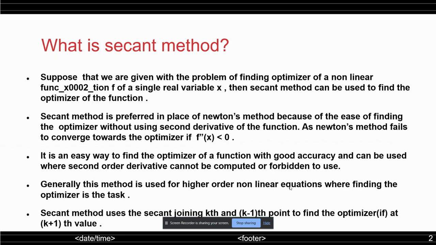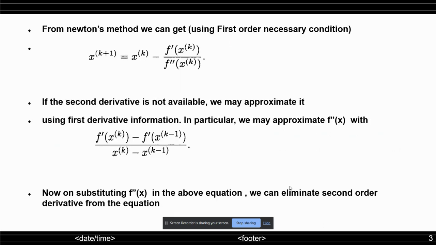The secant method uses the secant joining the kth and k minus 1 point to find the optimizer at the k plus 1th value. From Newton's method, we can deduce the first order equation as x of k plus 1 equals x of k minus f dash of x of k by f double dash of x of k. This can be derived from the first order necessary condition, as we should be familiar with.